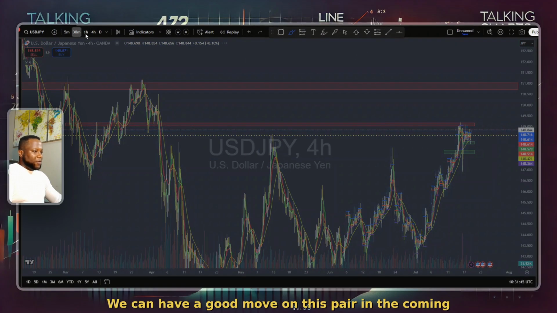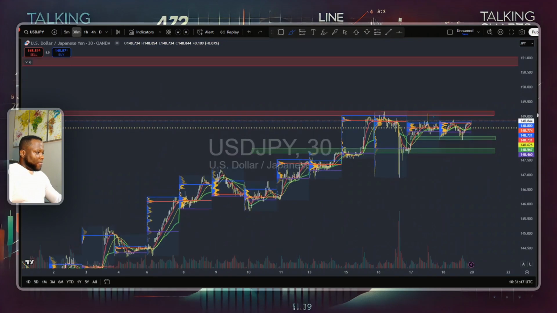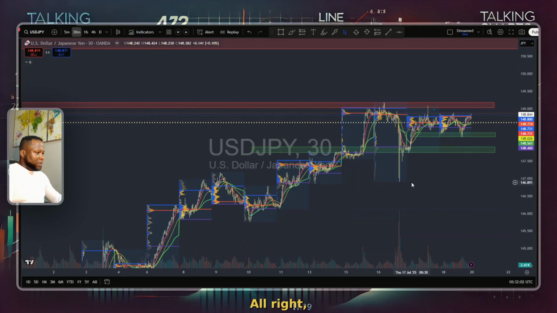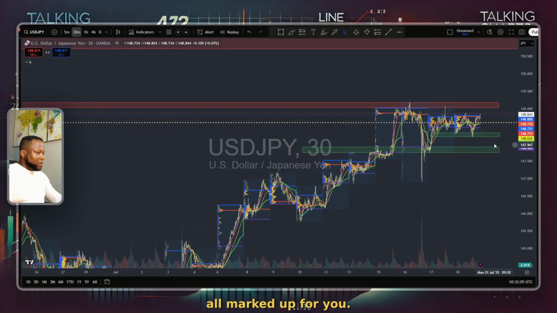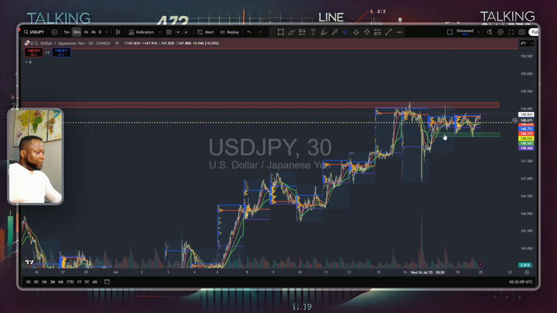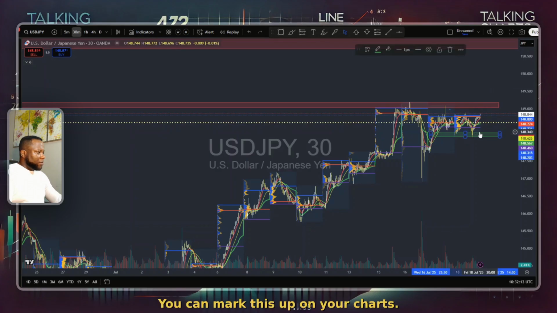We're gonna have a good move on this pair in the coming week. And as I said, as long as we stay below this resistance, price might basically move down to grab more liquidity before we can retest the supplies up here. All right, so buy zones all marked up for you. You can mark this up on your charts.